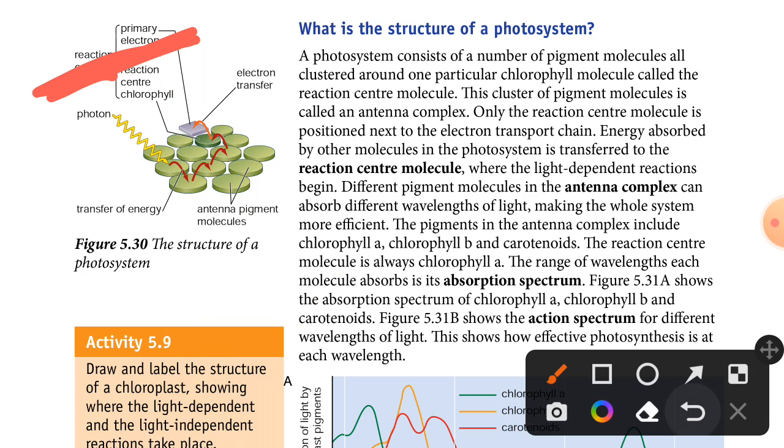Only the reaction center molecule is positioned next to the electron transport chain. Energy absorbed by other molecules in the photosystem is transferred to the reaction center molecule.